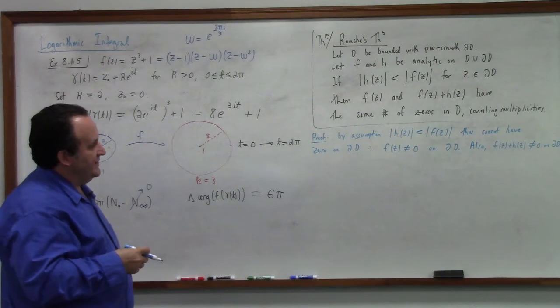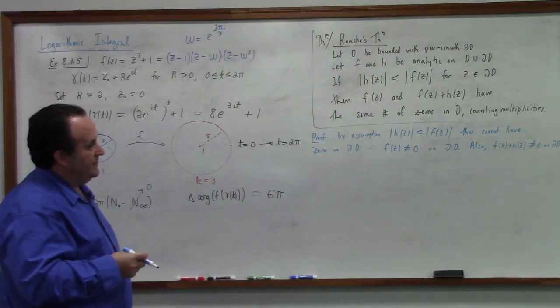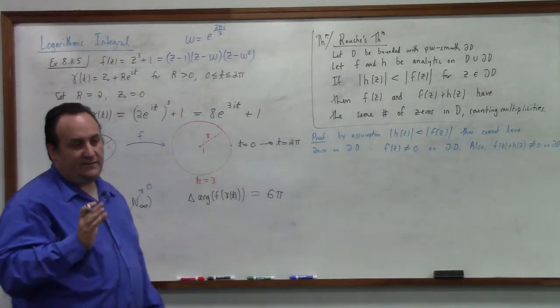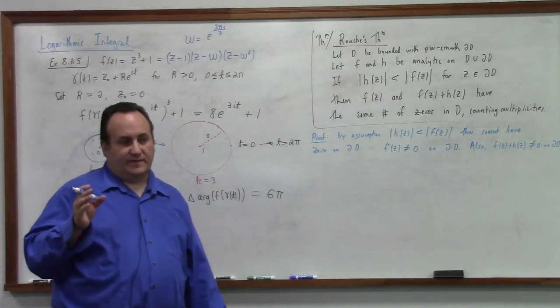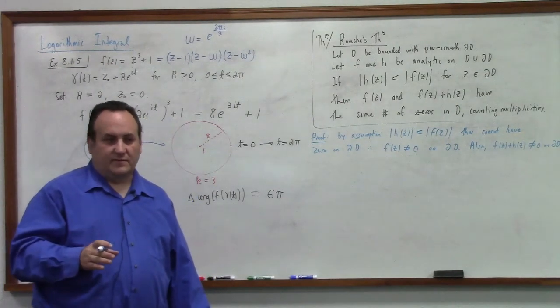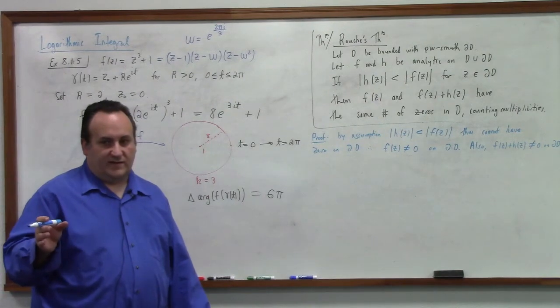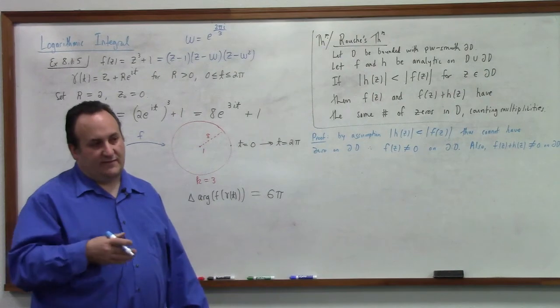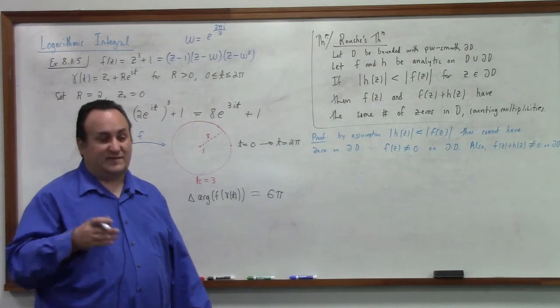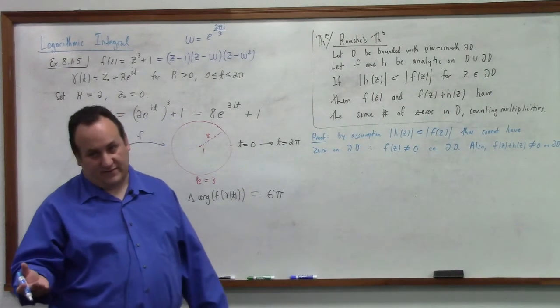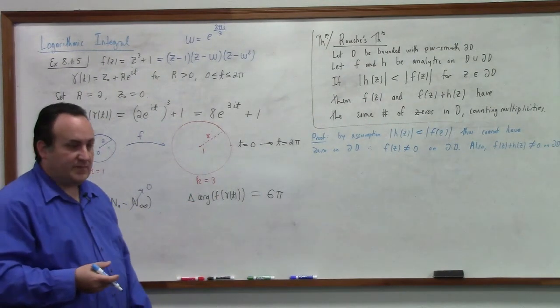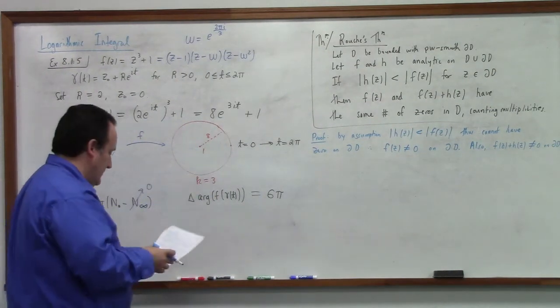If f of z plus h of z was 0, what would that mean? If f of z plus h of z is equal to 0, that means f of z is equal to minus h of z, which means that the modulus of f of z is equal to the modulus of h of z, which we have presupposed is not happening. Yeah. So that's also true. All right?